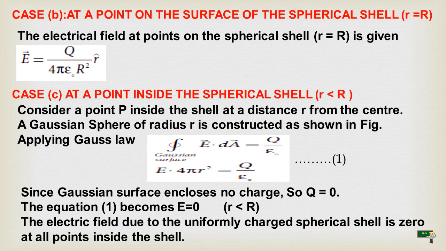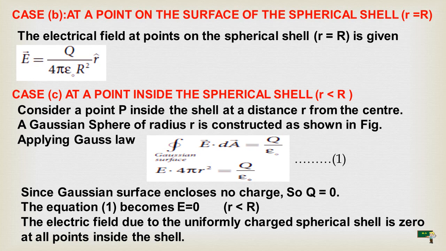Consider a point P inside the shell at a distance r from the center. That means we are moving deep into the surface. Consider that we are digging like a polar field, moving straight into the Earth's surface. Here also we consider that the spherical shell is moving inside. A Gaussian sphere of radius r is constructed as shown in the figure.